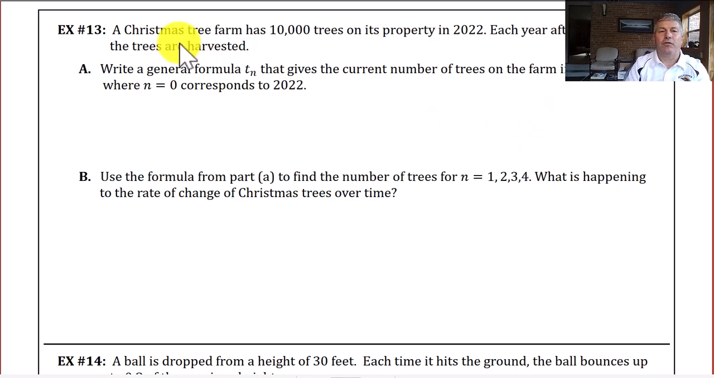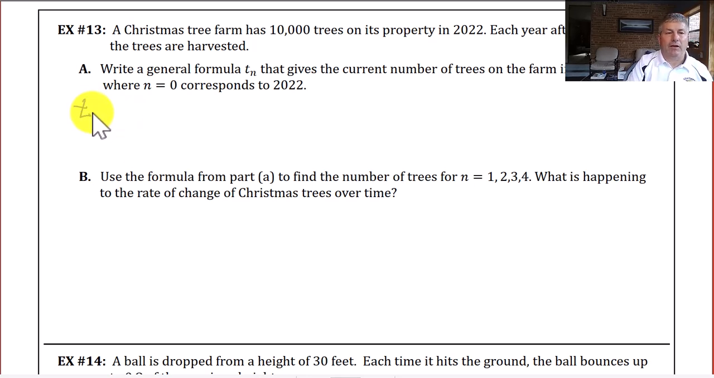In sample 13, a Christmas tree farm has 10,000 trees on its property in 2022. Each year after, 10% of the trees are harvested. So that means the subsequent year will only have 90% of the trees there, and then the subsequent year will have 90% of that. So write a general formula that gives the current number of trees on the farm in year n, where n equals 0 corresponds to 2022.